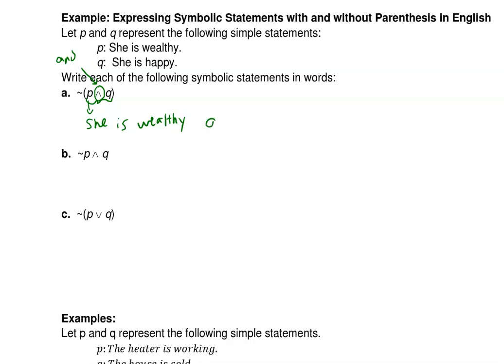This symbol is and, so we're going to put and there. And then statement Q is, she is happy. Okay. So that is the part that's inside the parentheses, right? She is wealthy and she is happy. We want to negate that.